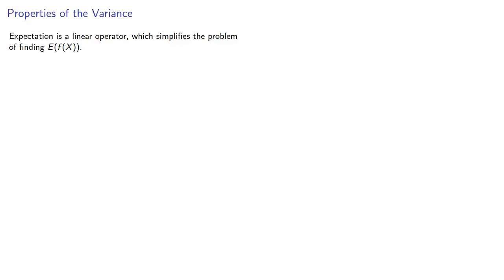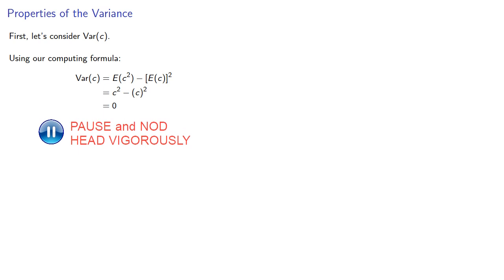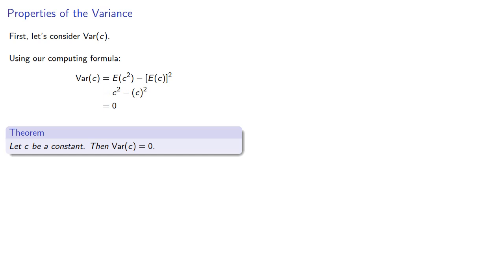Now expectation is a linear operator which simplifies the problem of finding the expected value of a function of our random variable. What about variance? First, let's consider the variance of a constant. Using our computing formula, the variance of a constant is the expected value of the square minus the square of the expected value. But remember, the expected value of a constant is just the constant, and so we get, and so let c be a constant. The variance of the constant is 0.